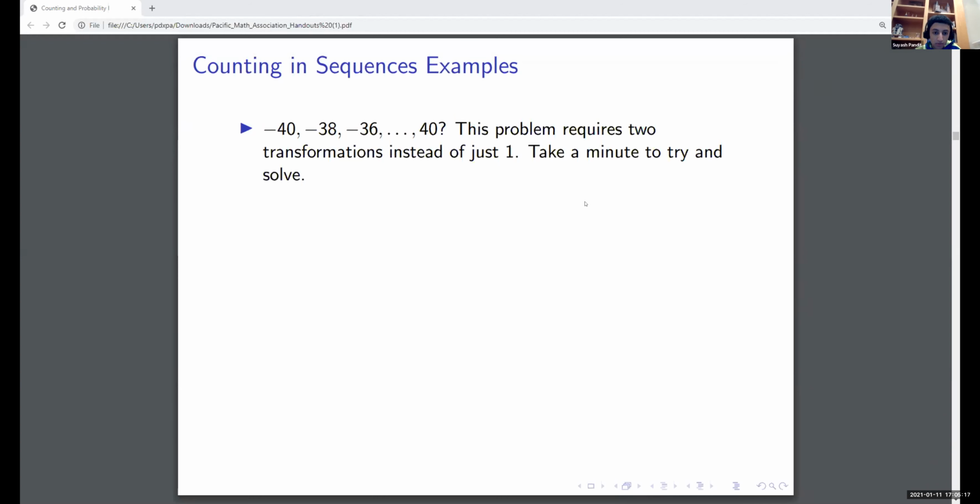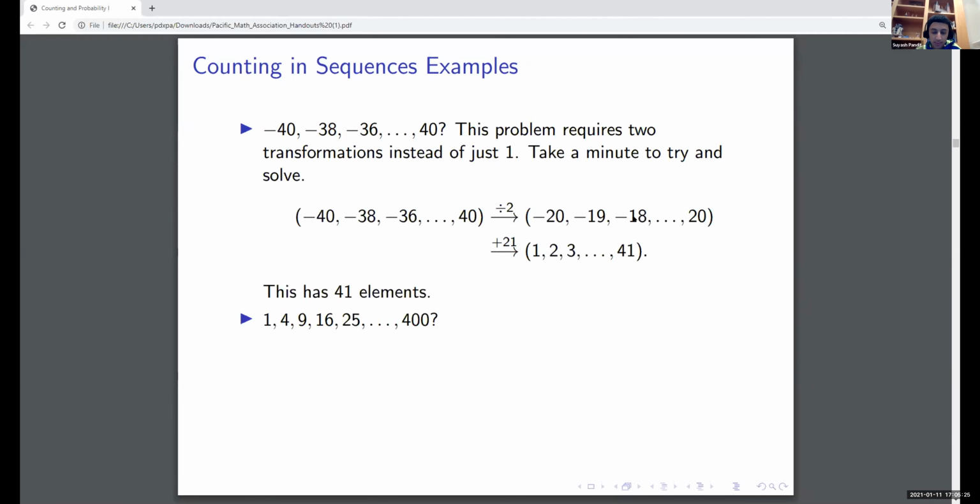Good, we got some people getting these answers in. That's pretty good. All right, so let's take a look at how you'd solve this problem. The first thing you do is divide everything by 2. Negative 40 becomes negative 20. Negative 38 becomes negative 19. All the way to 40, which becomes 20. From there, you can add 21 to all elements, and that brings you to 1, 2, 3, all the way to 41, and we know that has 41 elements.